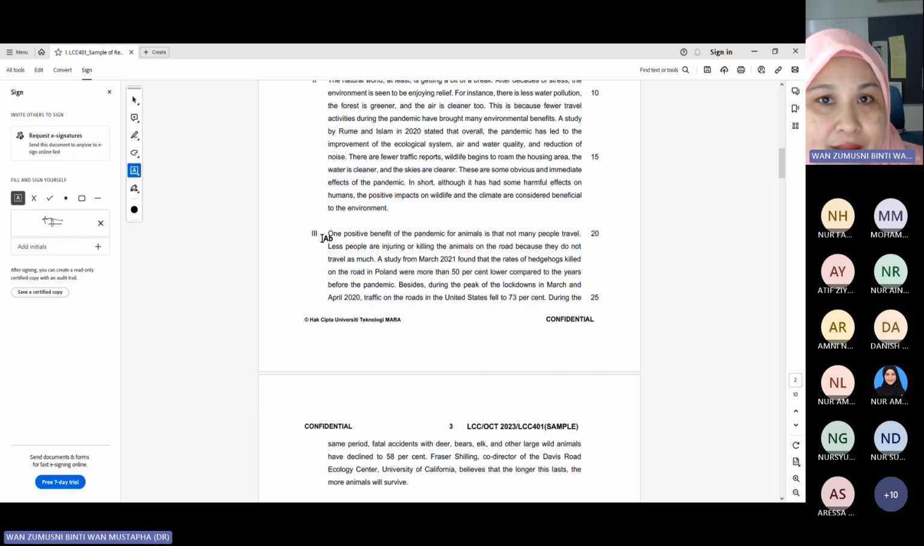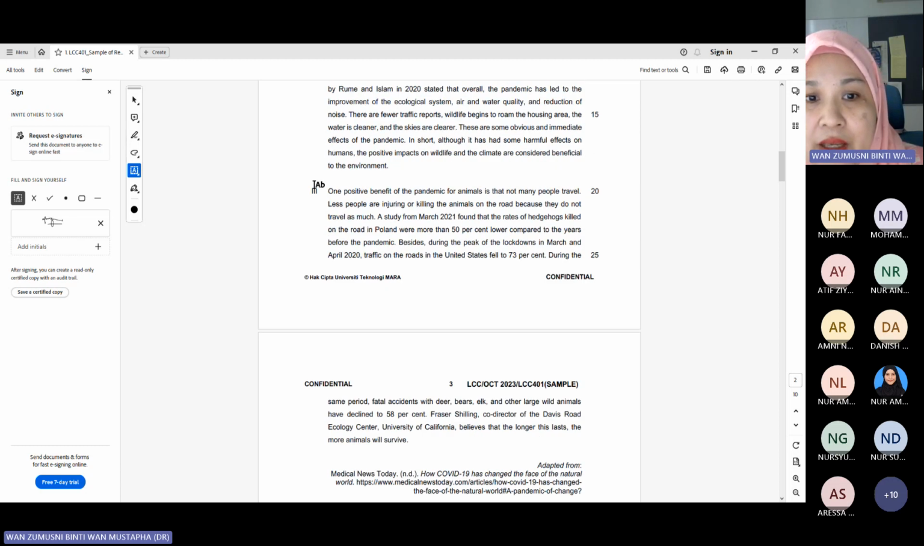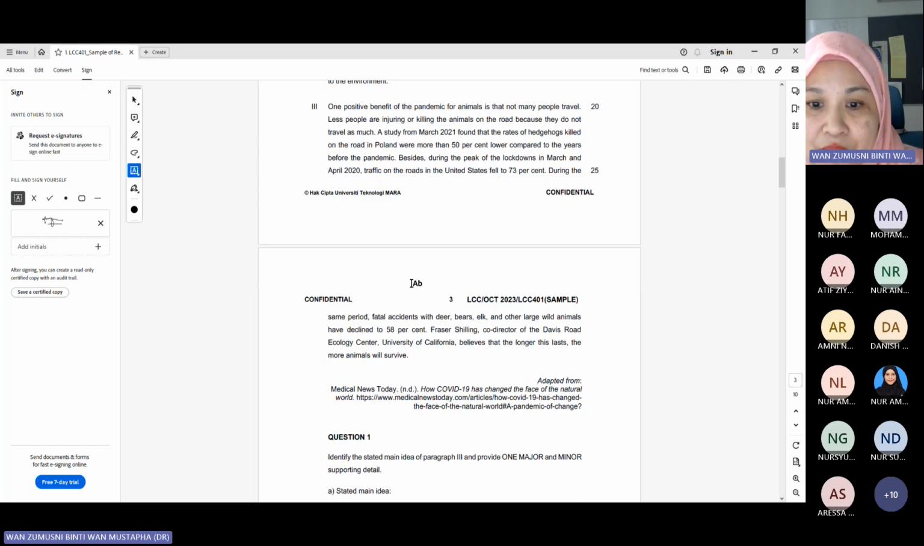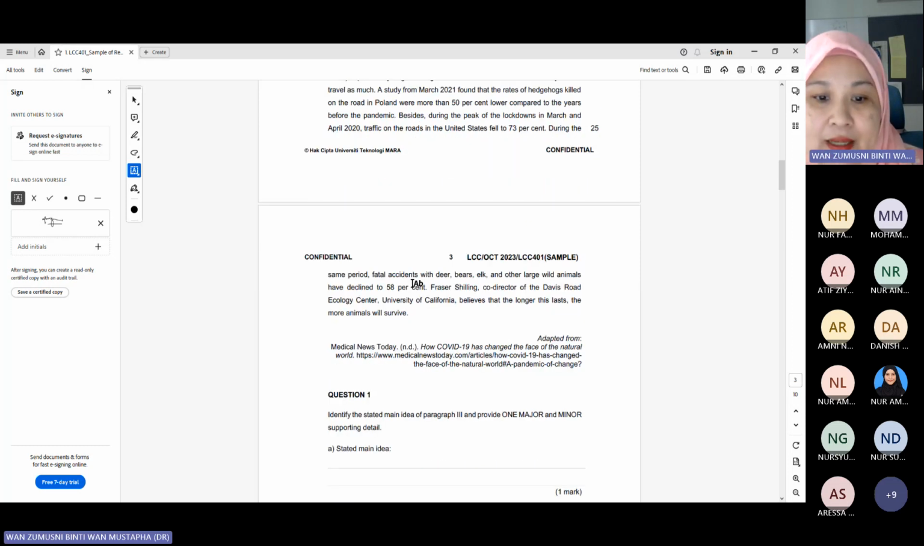The second topic sentence that you can identify from the body paragraph can be found in the first sentence of paragraph 3. One positive benefit of the pandemic for animals, just now for the ecological system, yeah, animals, is that not many people travel. So this is the topic sentence, and it is followed by the supporting details. This is the major detail, and a study here. This is just a minor detail because it's just an example supporting the major detail. Okay, and that's it. Yeah.